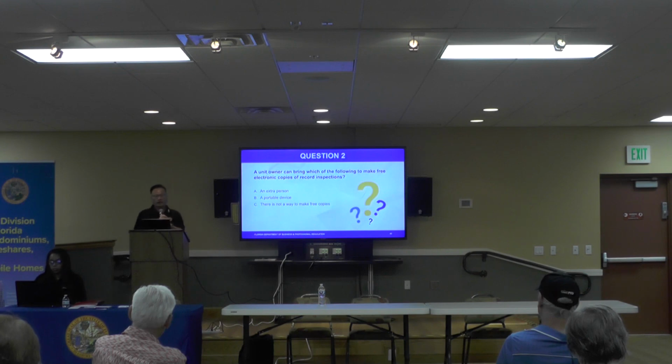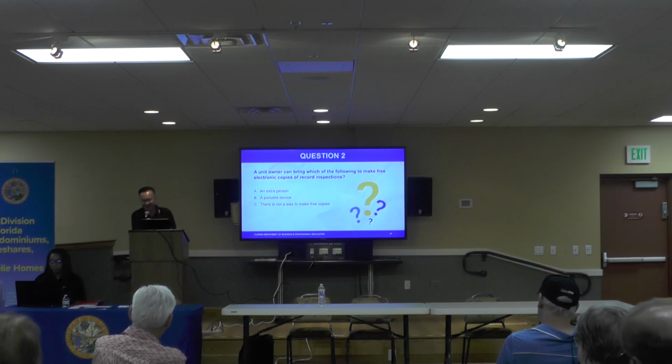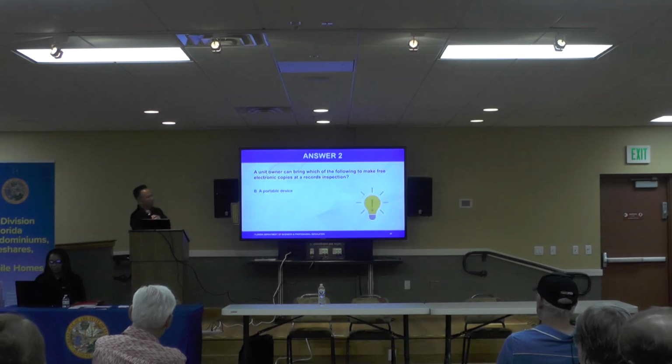A unit owner can bring which of the following to make a free electronic copy during record inspection? An extra person, a relative, a portable device, or there is not a way to make a free copy? B. All good? Portable device.